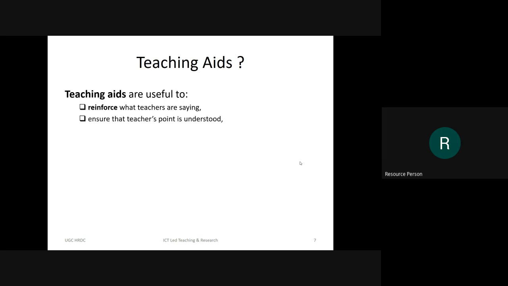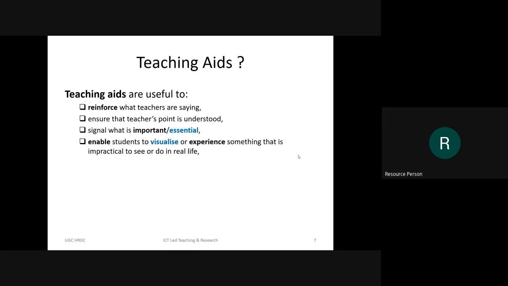Now, strictly speaking, teaching aids reinforce what teachers are saying, help us ensure that the teacher's point is understood, signal what is important, what is essential, and enable students to visualize or experience something that is impractical to see or do in real life. On this point, I would like to take an example.